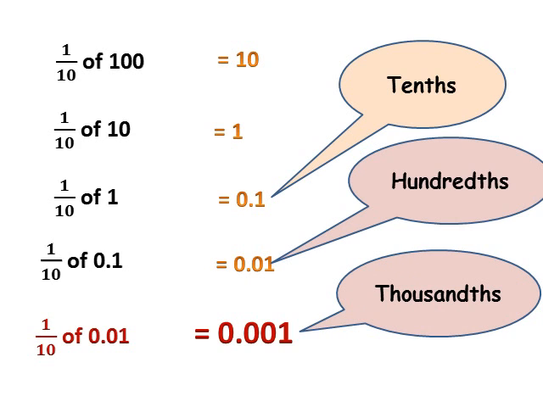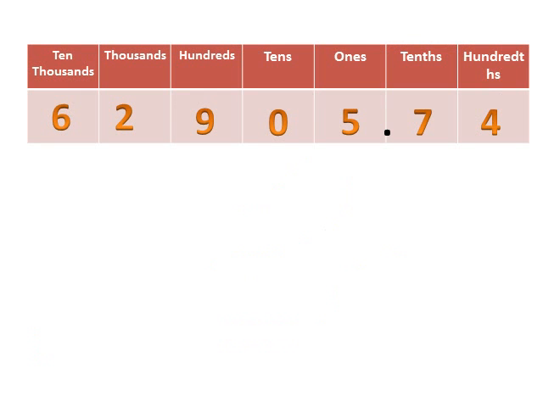So from the decimal point going to the right, we have tenths, hundredths, and thousandths, and probably you can imagine what will be the next one, right? It'll be 10,000ths. Alright, so place value system. So we have this number, 62,905.74 in our place value.